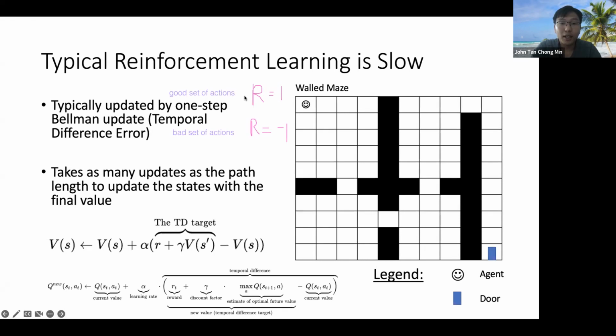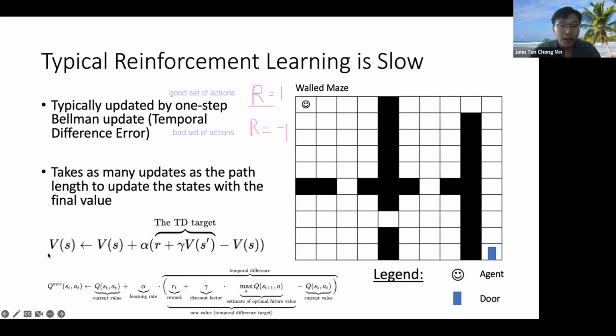But I would like to argue that using this reward is a very slow process. Let me explain why. This can be quite new for a lot of people, because everyone talks about rewards for reinforcement learning, but let me show you why rewards can be inefficient.